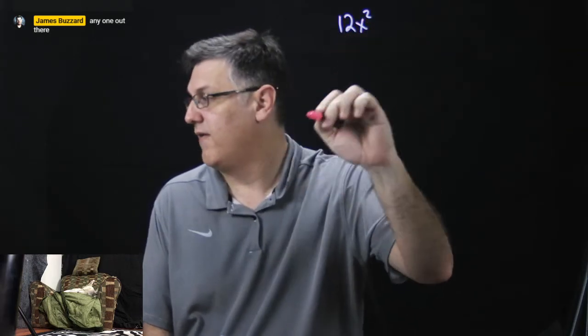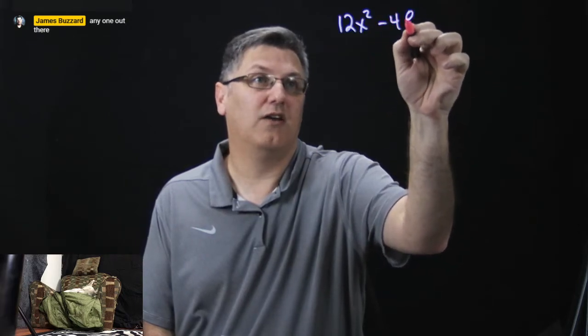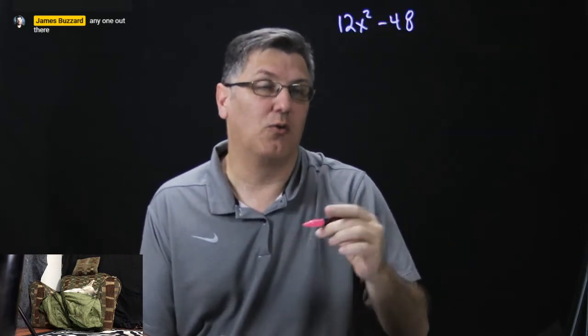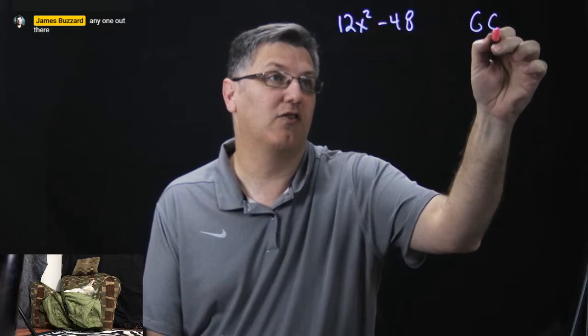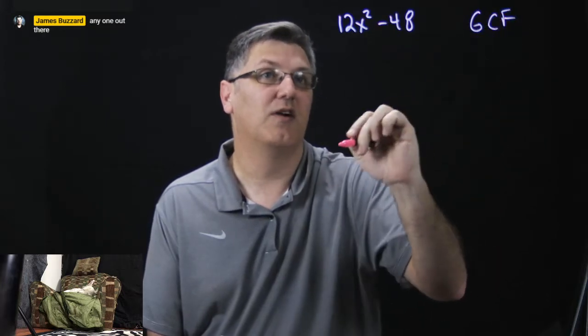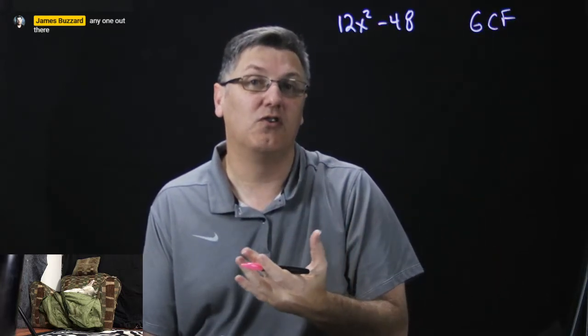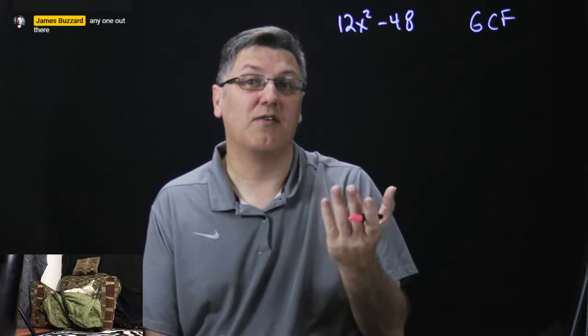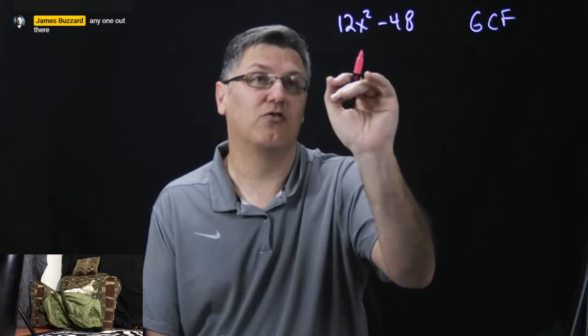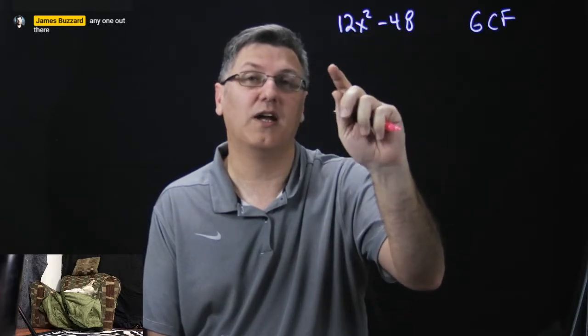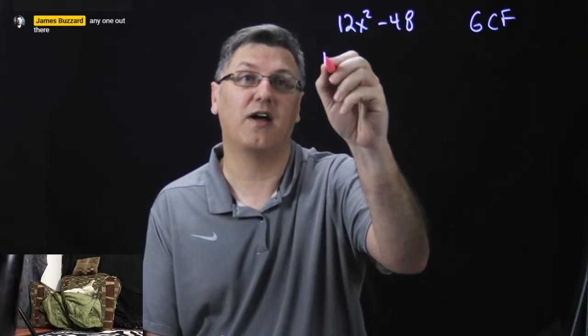So I have 12x squared minus 48. Whenever you factor, the first thing you want to look for is the greatest common factor, or the GCF. So you're going to look at each individual term and see if they have anything in common. My first term here is 12x squared. My second term is 48. They both have a 12 in common. I can factor that out.